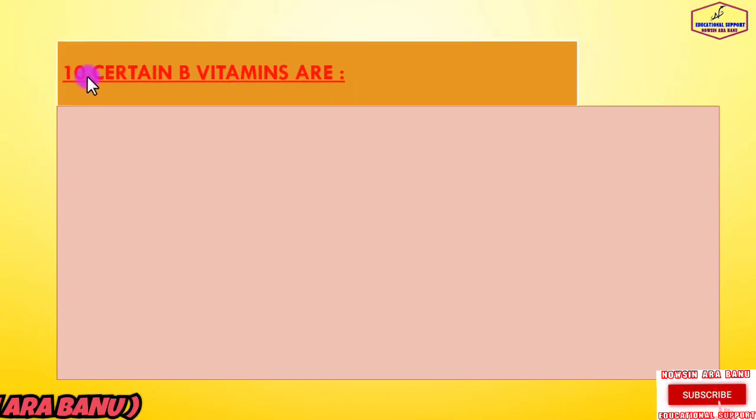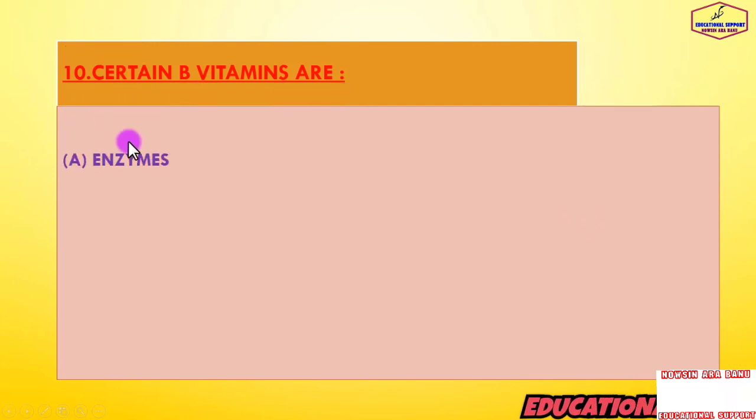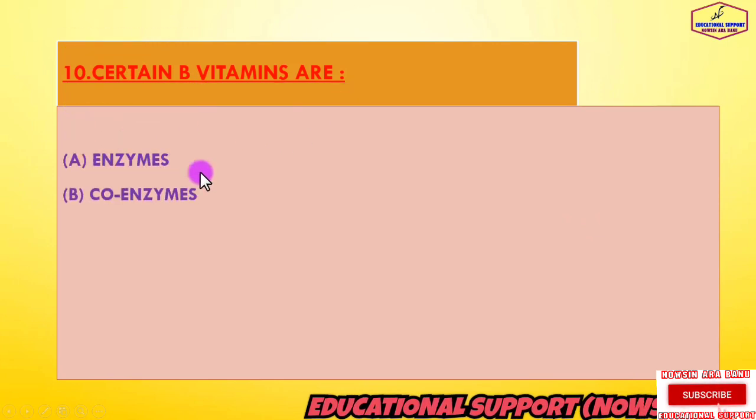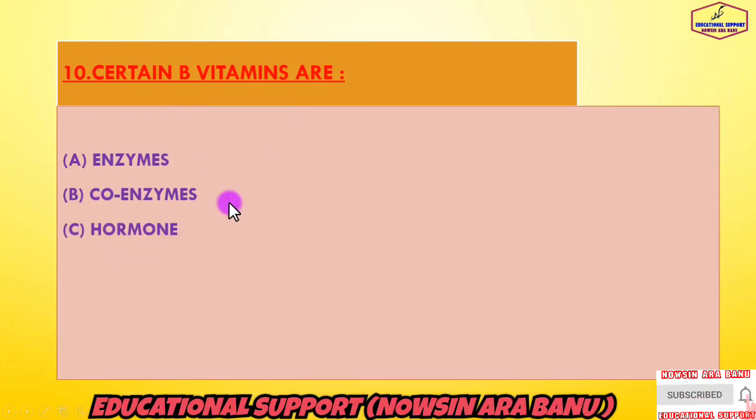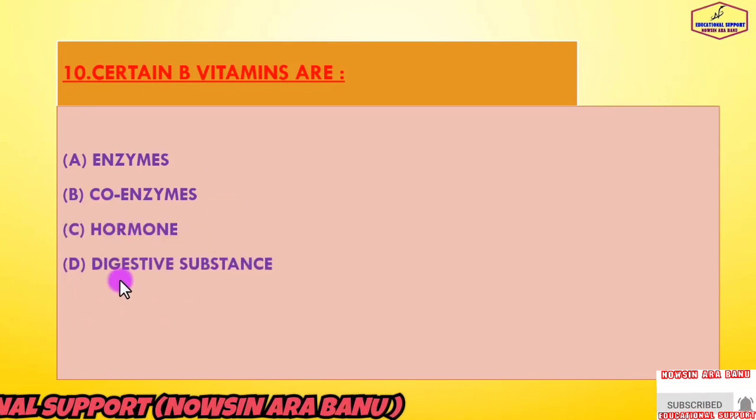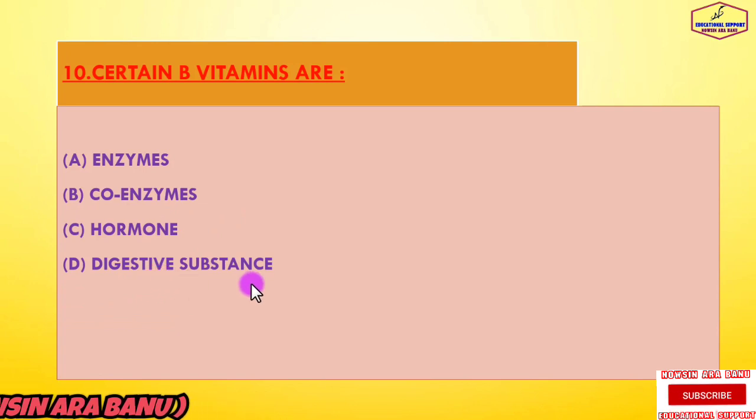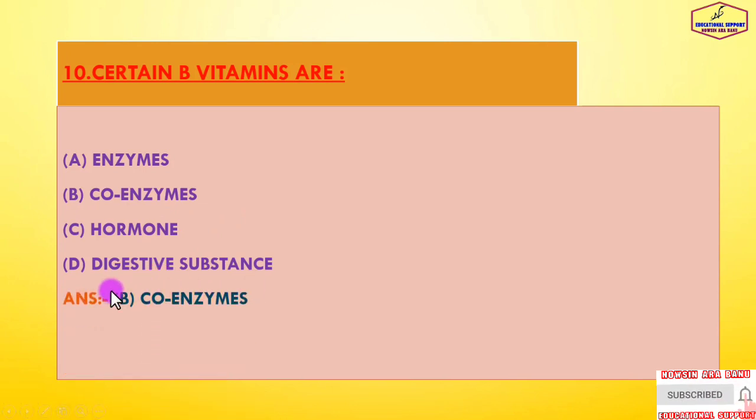On question number 10, certain B vitamins are, and the options are enzymes, coenzymes, hormones, and the last one is digestive substances. So the answer is coenzymes.